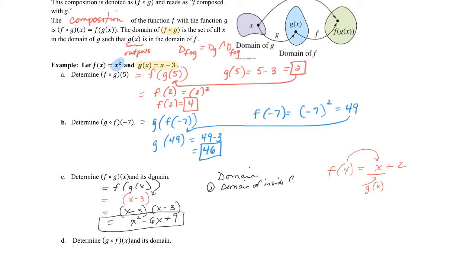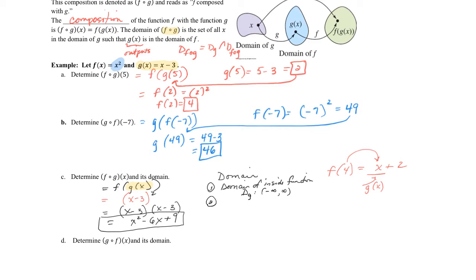So the domain of the inside function is the first that we need to consider. In this case, our inside function is g of x. When I talk about the domain of the inside, I'm talking about what's the domain of g of x? Well, g of x is x minus 3, which is a line. So the domain of g of x is negative infinity to infinity.